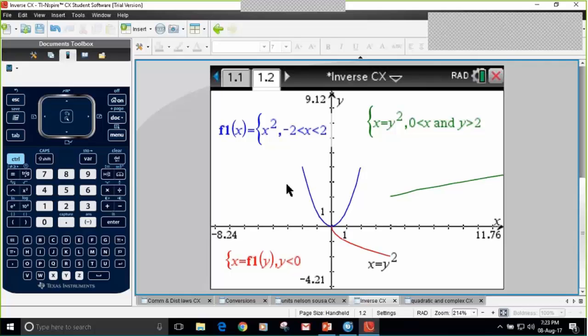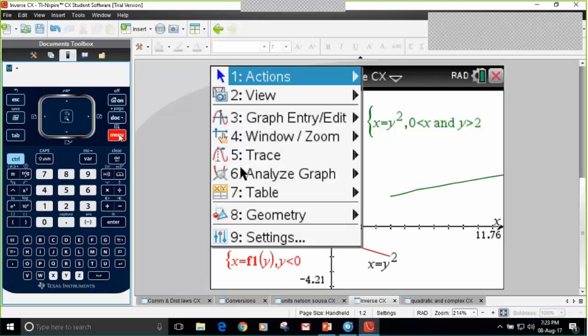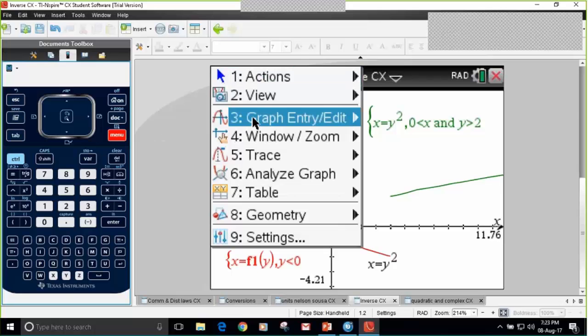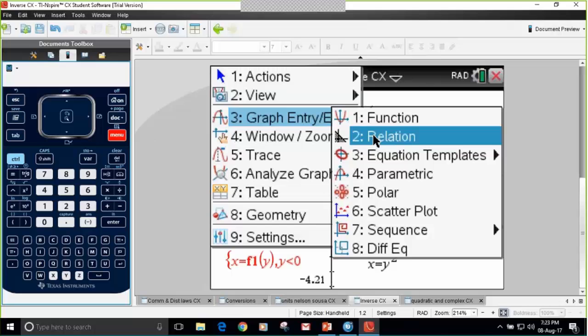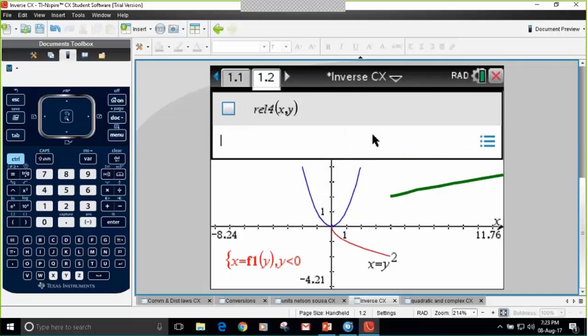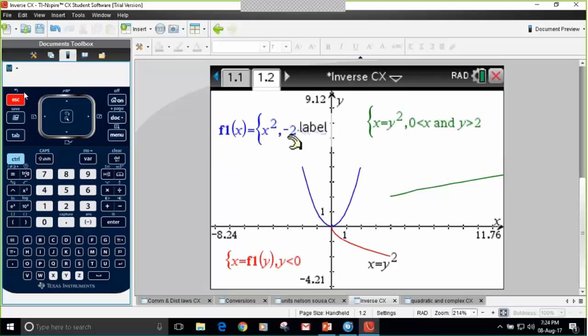So the other way you can also enter your relations in too is by going to the menu button, and choosing number 3, your graph entry edit. And when that comes up, you've got relation in there as well. Yeah, I did that one before, I think, didn't I? Oh, you just went in using the backspace part. But yes, that produces the same entry line from before. Yeah, it does. But I did it in the previous CX CAS one. I think I did that, Mel.